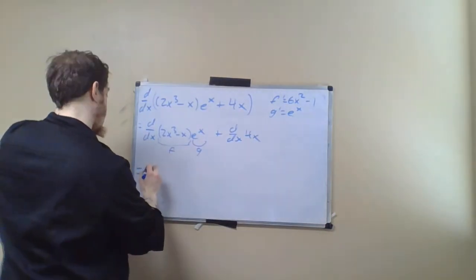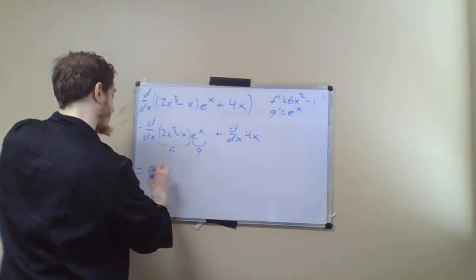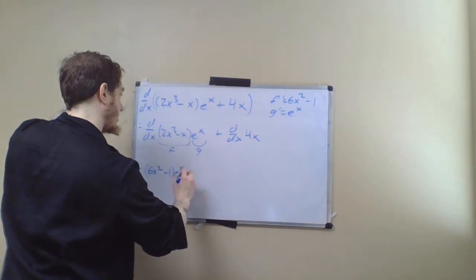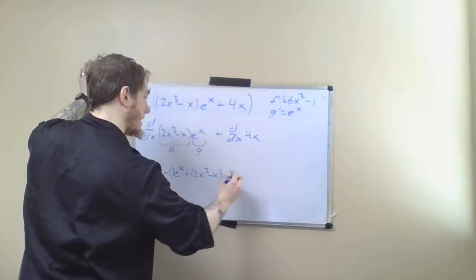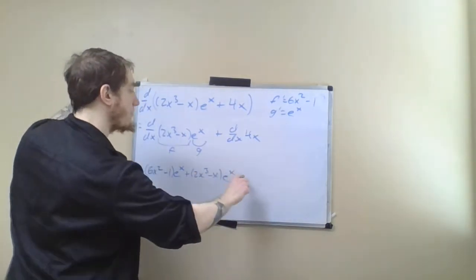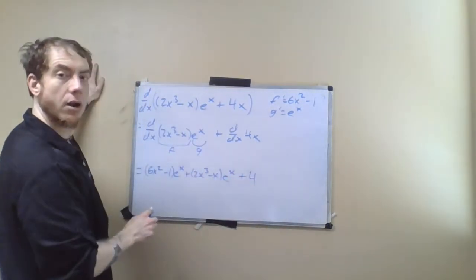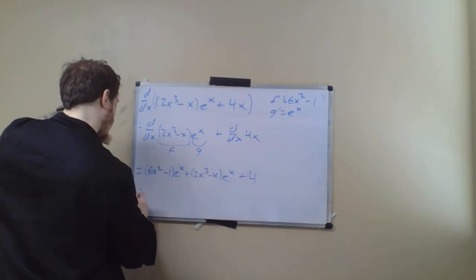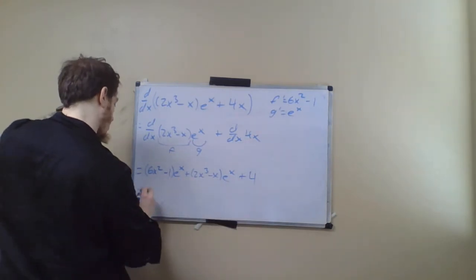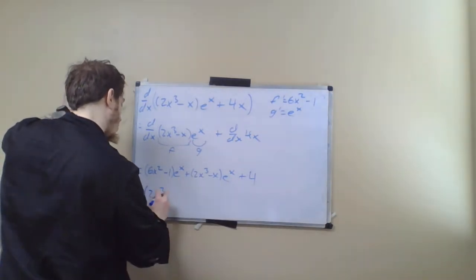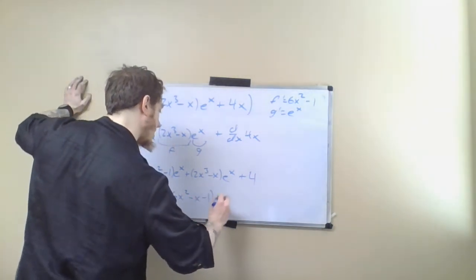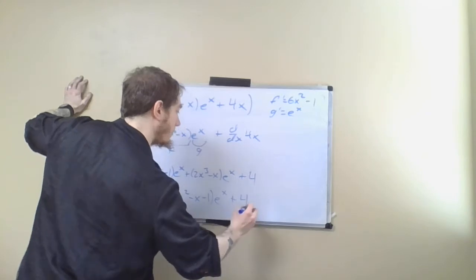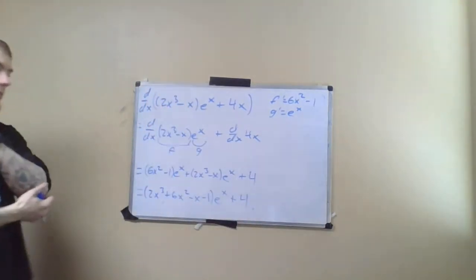So this is going to be (6x squared minus 1) e to the x plus (2x cubed minus x) e to the x. And then the derivative of 4x is just 4. Finally, I can factor out the e to the x and say this becomes (2x cubed plus 6x squared minus x minus 1) e to the x plus 4.